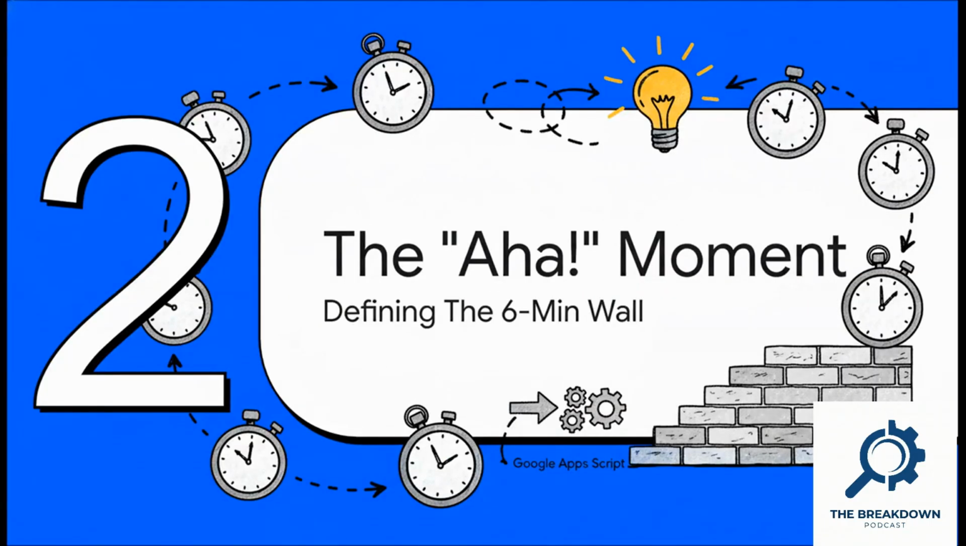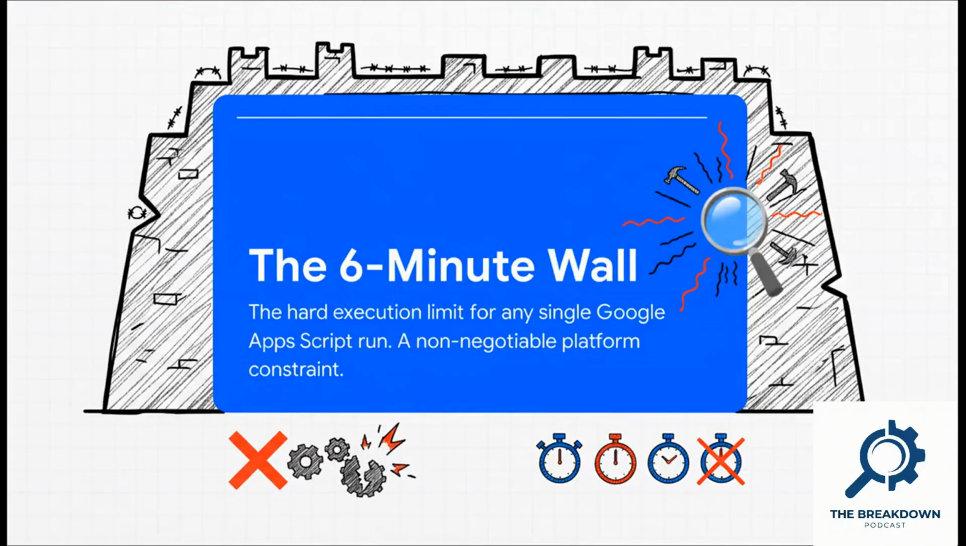Well, this problem actually has a name. And for anyone who's ever run into this, this is that aha moment where it all clicks. It's called the 6-minute wall. The key phrase here, the one you really need to hear, is non-negotiable platform constraint. See, the 6-minute wall isn't a bug in your code. It's a hard limit built right into the Google Apps Script platform. It's there to stop runaway scripts from crashing their servers.